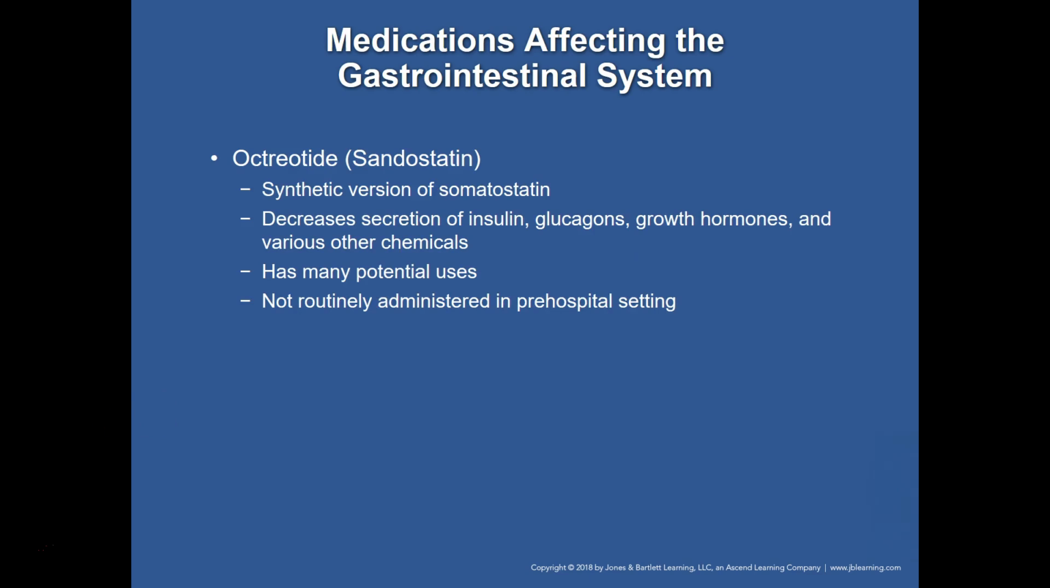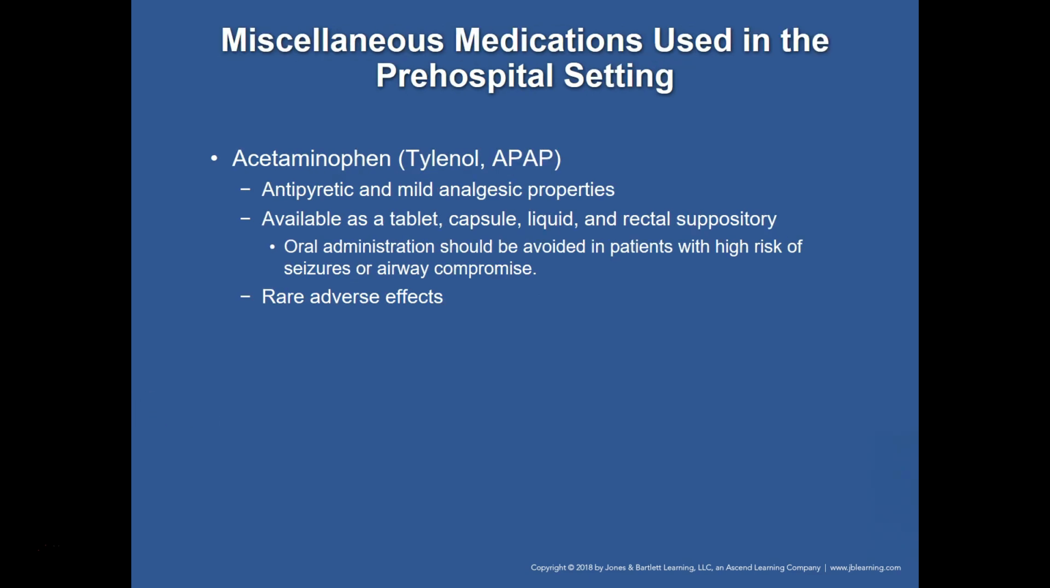Sandostatin is a synthetic version of somatostatin, which decreases secretion of insulin, glucagon, growth hormones, and various other chemicals. It has many potential uses, but it is not usually given in the pre-hospital setting.